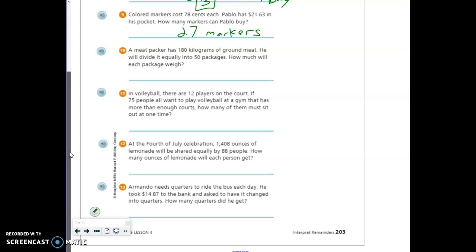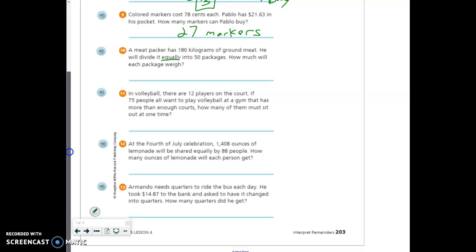Question 10. A meat packer has 180 kilograms of ground meat. He will divide it, again, key here, equally into 50 packages. How much will each package weigh? So again, key term in this question is equally. I need to do something with the remainder. I can't leave it as this is left over. It's just going to stay there. I can't round up because it needs to stay exact and equal.